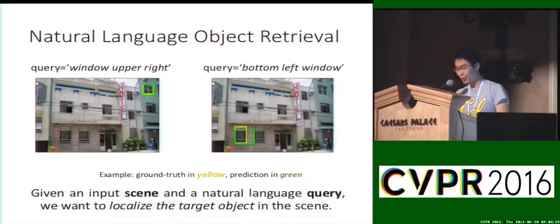Also, given another query like "bottom left window," we would also like to localize the corresponding window. And this is a task that traditional object detection methods cannot solve, and one has to comprehend the query text in order to retrieve the corresponding object.